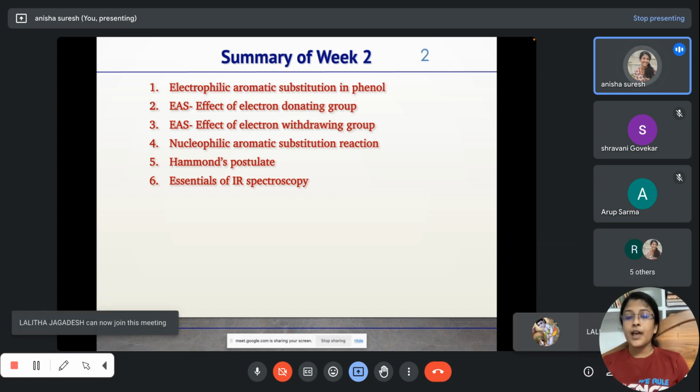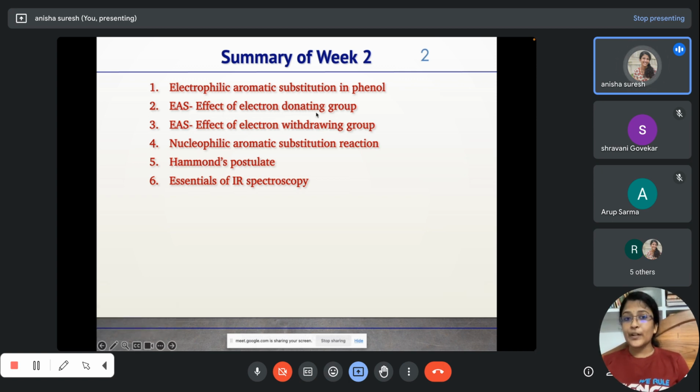Coming to the summary of week 2, we discussed electrophilic aromatic substitution reaction in phenol, electrophilic aromatic substitution, effect of electron donating groups and effect of electron withdrawing groups, followed by nucleophilic aromatic substitution reaction, which was discussed in two lectures. Then a special topic was discussed, that is Hammond's postulate and essentials of IR spectroscopy. So, I will be discussing briefly what was discussed in week 2.